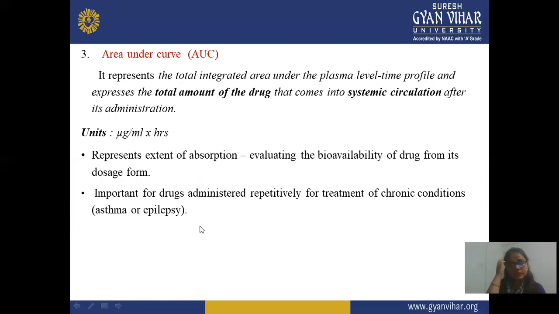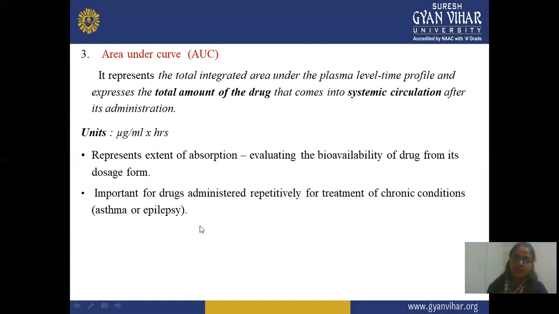Next is the area under the curve. It is the next pharmacokinetic parameter, and this AUC, area under the curve, is also one of the pharmacokinetic parameters. In this AUC, it represents the total integrated area under the plasma level time profile. Means AUC is the integral, the total area of the curve, forming the peak of that curve that is required to form the maximum effect from the Tmax time.